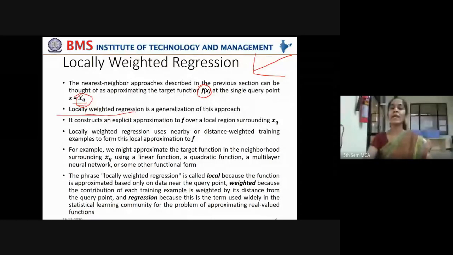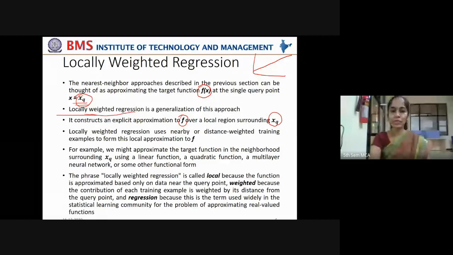Now, it constructs an explicit approximation to f over a local region surrounding x_q. We take a local region, say this is your data point, surrounding this x_q, in order to perform this approximation to the target function f.